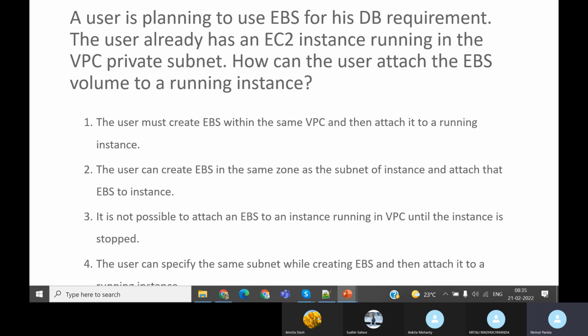The next is a user is planning to use EBS for his DB requirement. The user already has an EC2 instance running in the VPC private subnet. How can the user attach the volume to a running instance? The options are: the user must create EBS within the same VPC and then attach it to the running instance; the user can create EBS in the same zone as the subnet of the instance and attach that EBS to the instance; it is not possible to attach an EBS to an instance running in VPC until the instance is stopped; and the user can specify the same subnet while creating EBS and then attach it to a running instance.